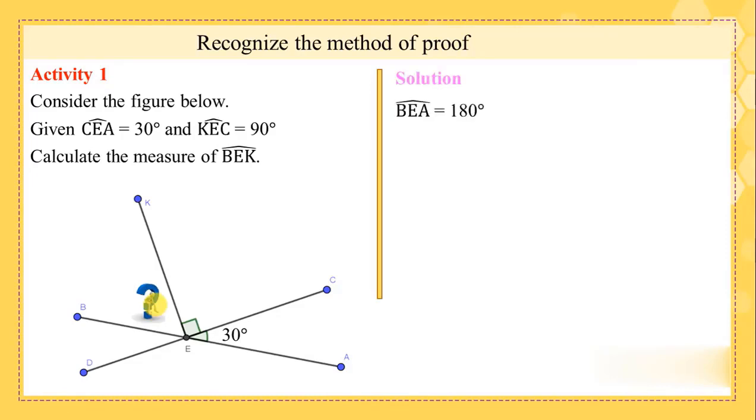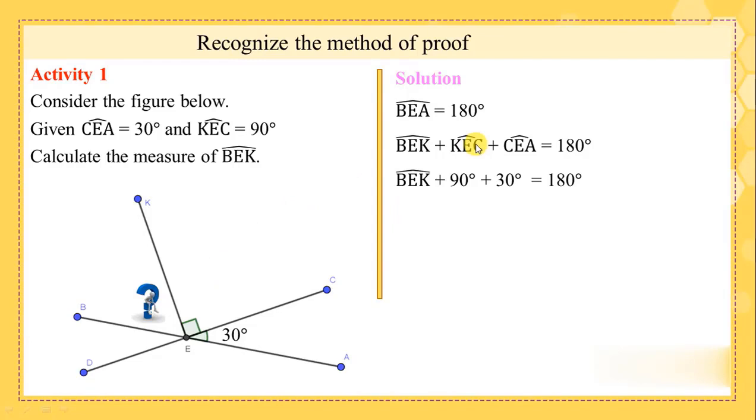Solution. We have BEA is equal to 180 degrees. Angle BEA, this angle is equal to 180 degrees. We know because it is a straight angle, then it is 180 degrees. This angle is composed of three angles, which are BEK, KEC, and CEA. So the sum of these three angles is equal to 180 degrees.